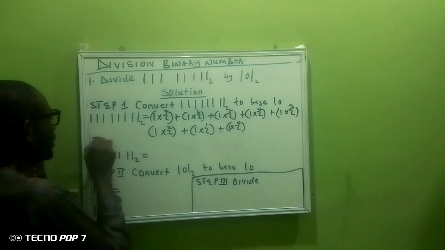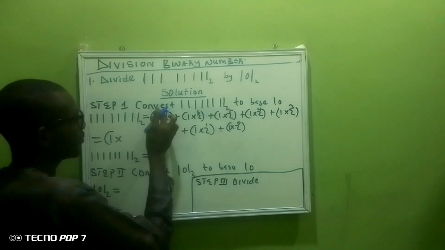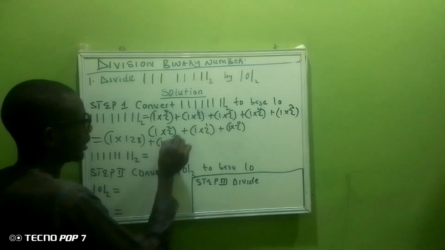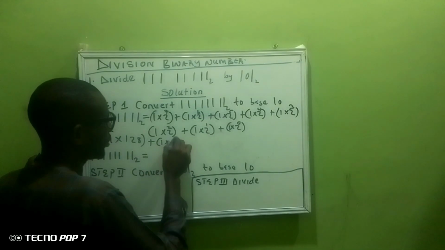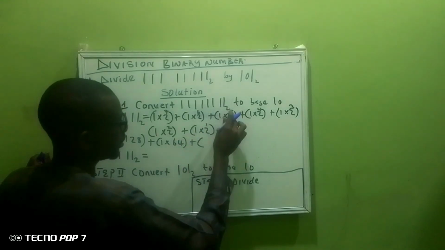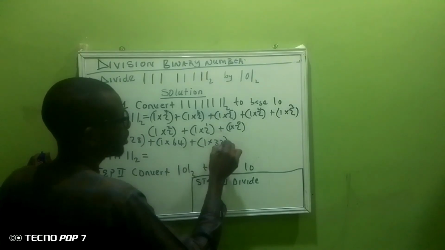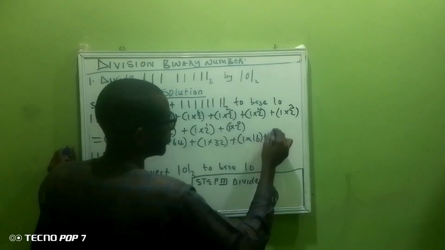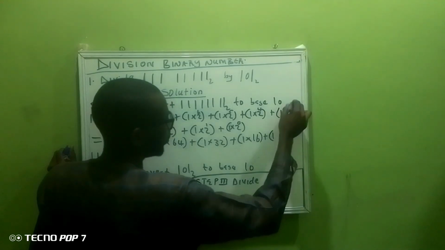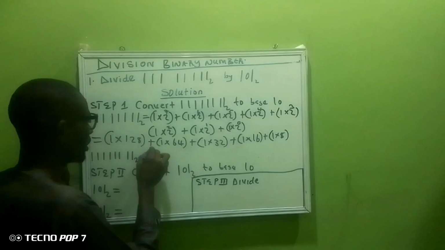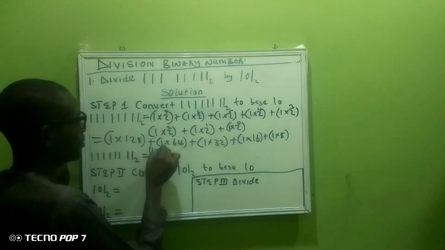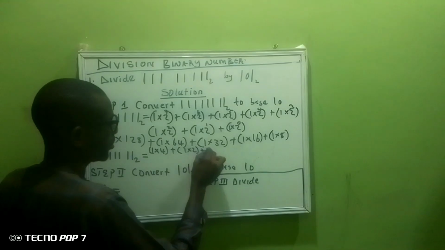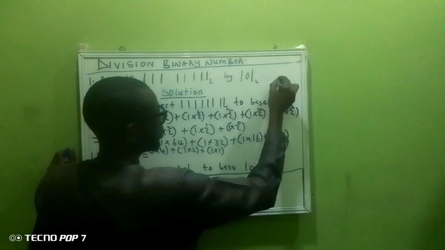So the next is for us to get the answer by having 1 times 2 raised to power 7, which gives us 128, plus 1 times 2 raised to power 6, which gives us 64, plus 1 times 2 raised to power 5, which gives us 32, plus 1 times 2 to the 4, which gives us 16, plus 1 times 2 cubed, which gives us 8, plus 1 times 2 squared, which gives us 4, plus 1 times 2, which gives us 2, plus 1 times 1, because any number raised to power 0 is 1.